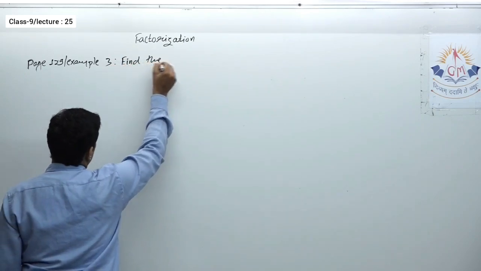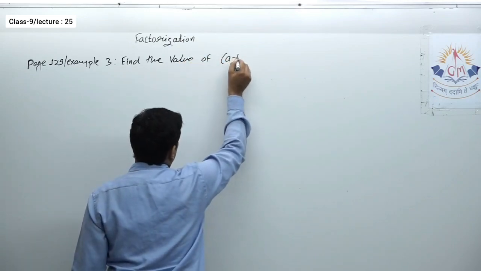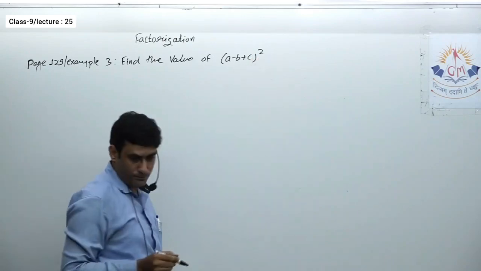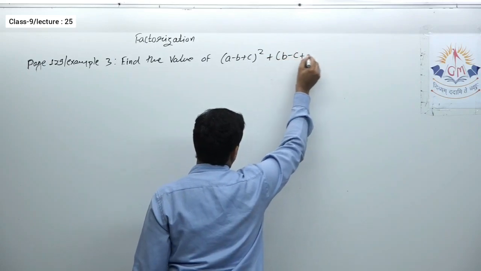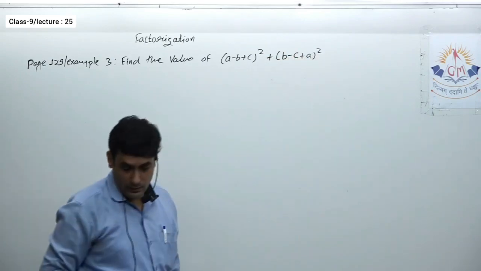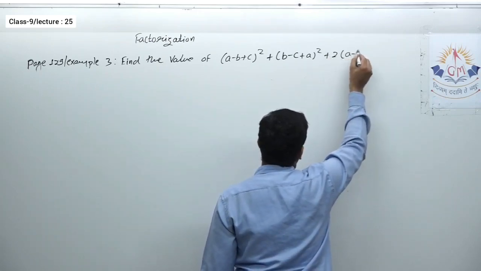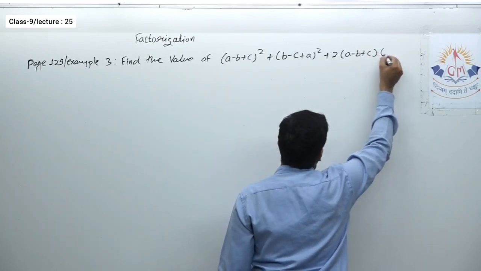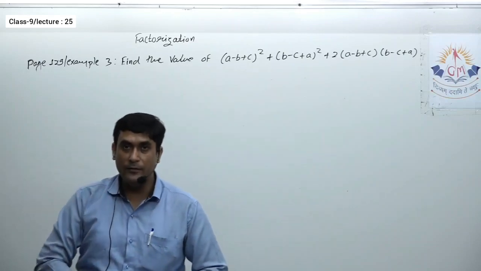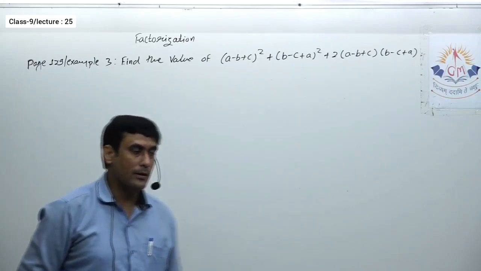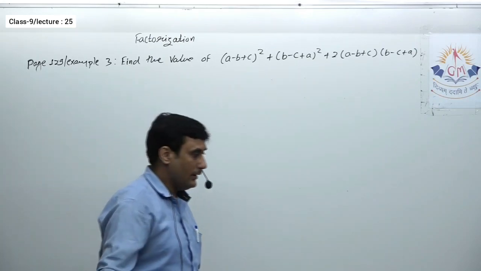Find the value of a minus b plus c whole square plus b minus c plus a whole square plus 2 into a minus b plus c into b minus c plus a. I'll give you some time, think over this, how you'll get this answer, and then I will explain this in detail.